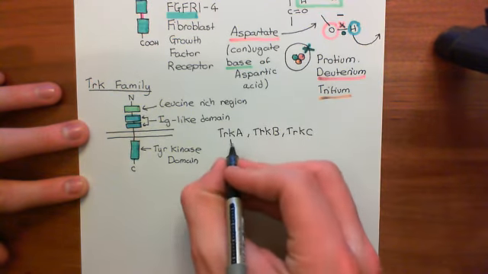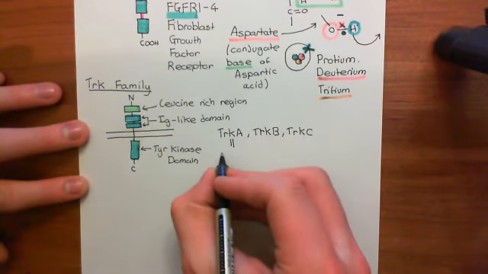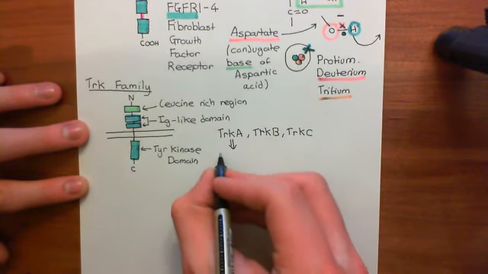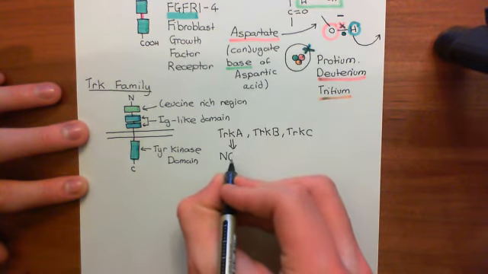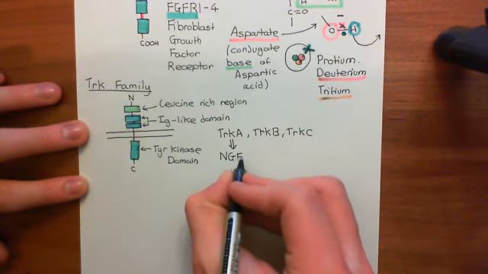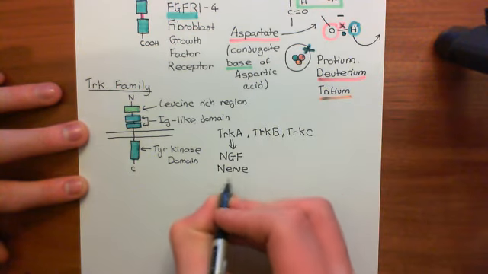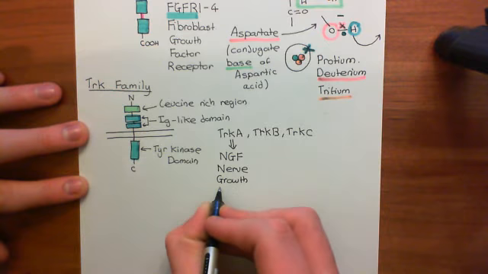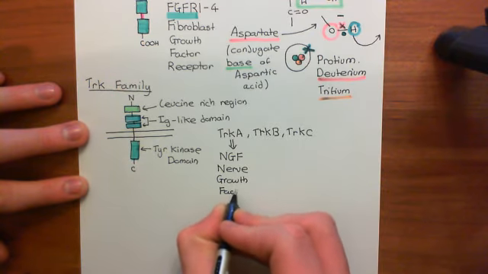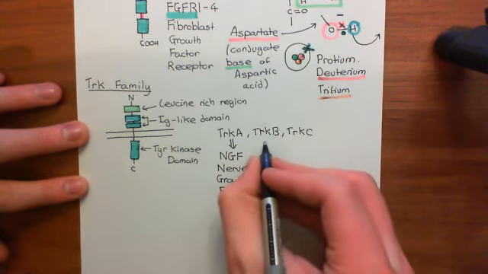So the ligand firstly for TRK-A. What is the ligand for TRK-A? The ligand for TRK-A is something called nerve growth factor, so another growth factor. NGF is short for nerve growth factor, and its receptor is the TRK-A receptor.